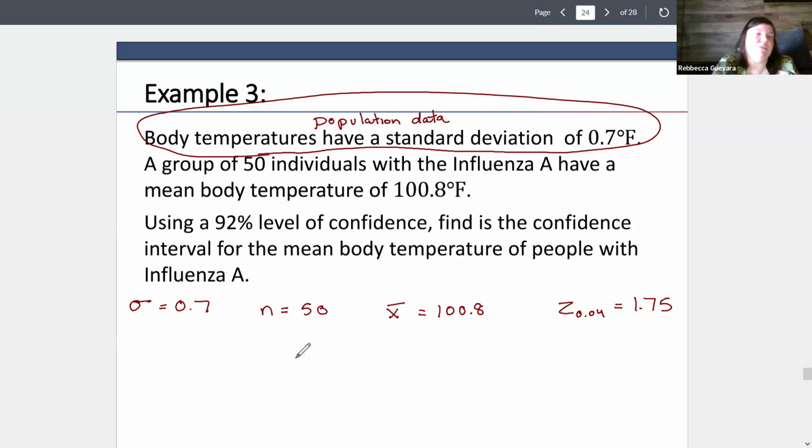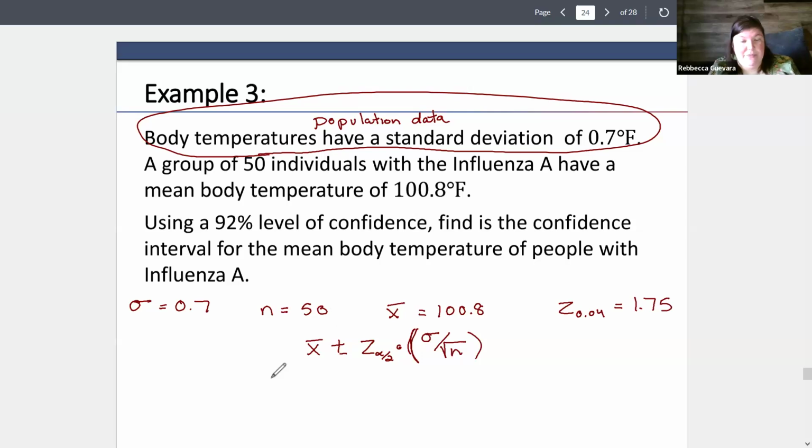So all that was required here was that little extra work of figuring out what's in the tail and then finding the z-score that goes with it. So my margin of error is X bar plus or minus Z alpha divided by 2, now, instead of just saying a z-score, because we're signifying this critical value. And then we're going to have sigma divided by the square root of n.